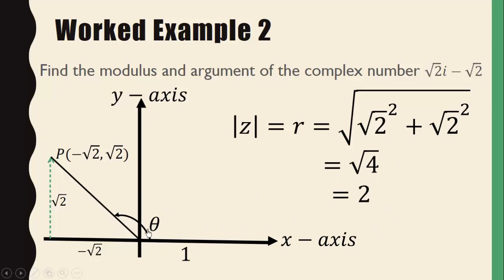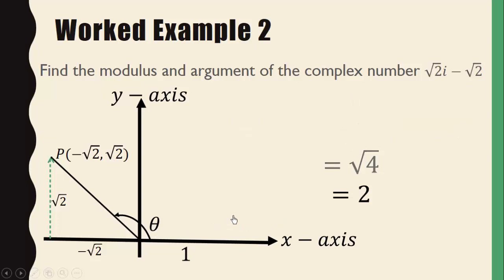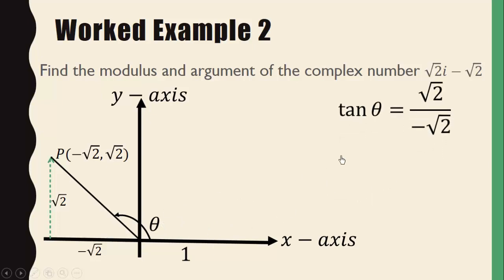Now we need to find the angle theta over here. This time we need to be very careful. We know that tan theta is equal to root 2 over negative root 2, that is y over x. Simplifying this, we get theta equal to tan inverse of negative 1.